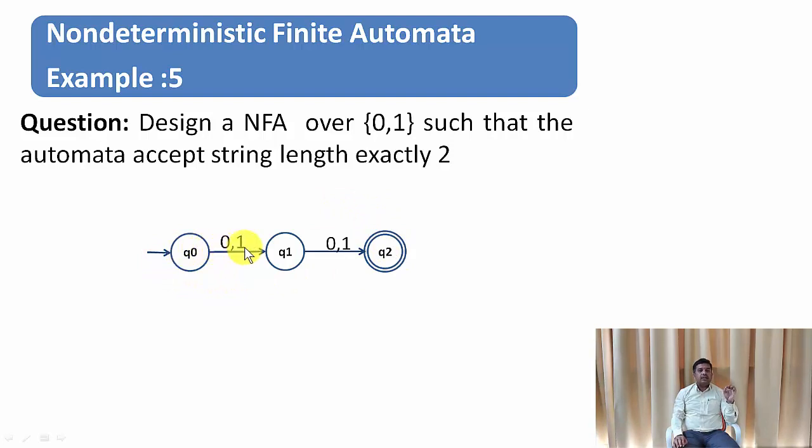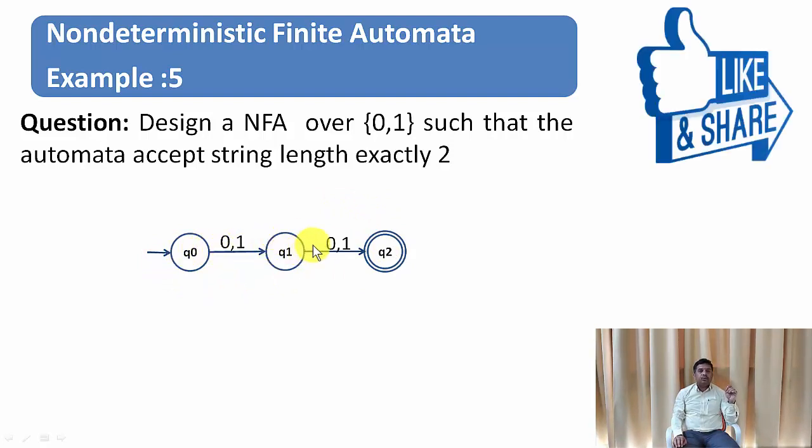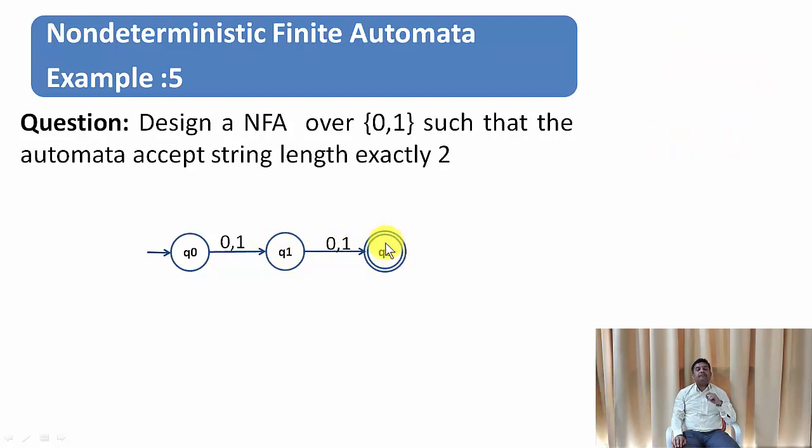Q0 is the starting state. On 0 or 1 we came to Q1. Again on 0 or 1 we came to Q2. And Q2 is the final state. Neither at Q0, nor at Q1, nor at Q2 can we give any kind of loop or any other thing here, because it is saying string length exactly 2. So we need 2 transitions only. I expect you to draw the transition table for this NFA.